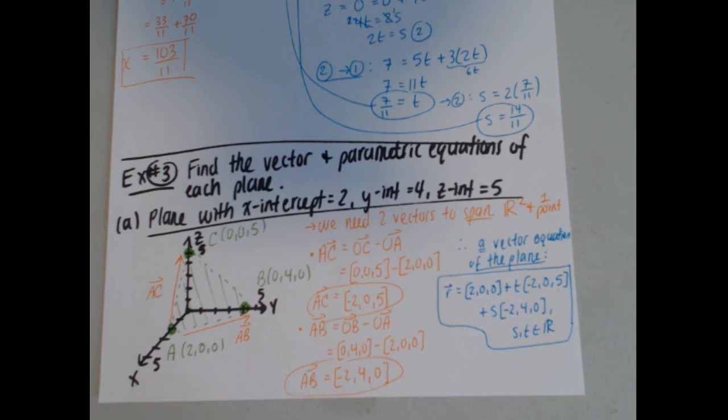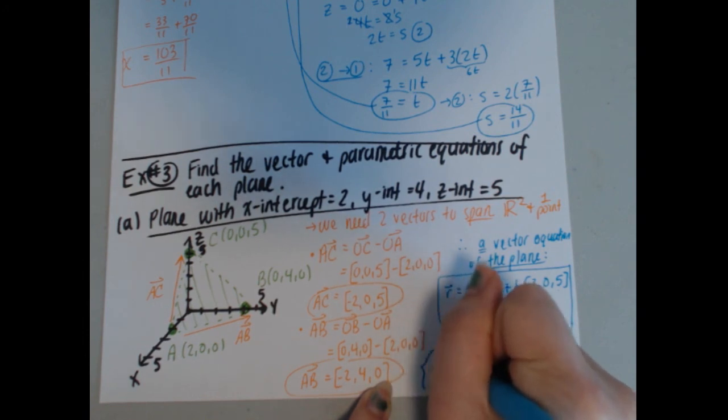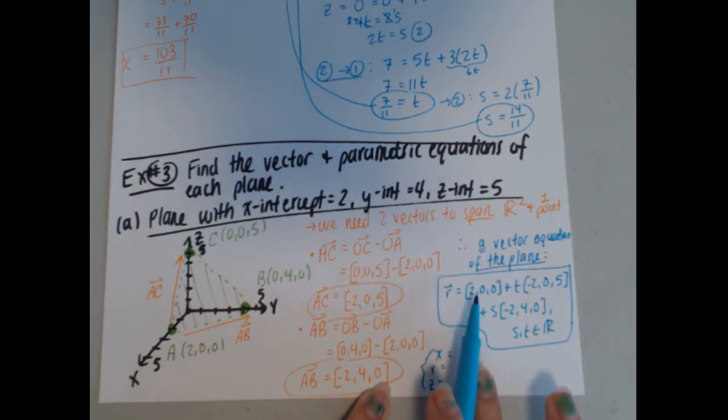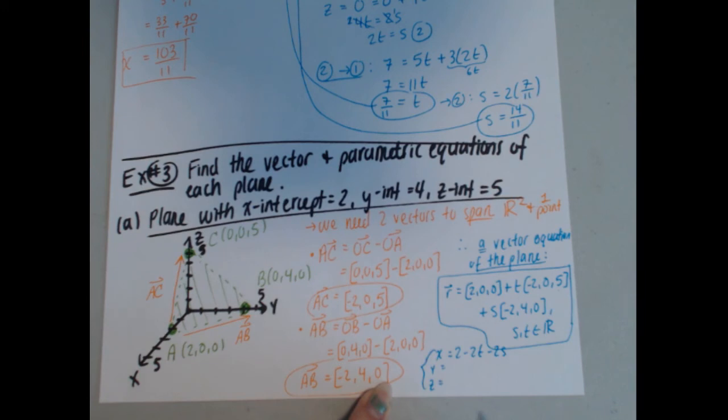Now, the parametric equation, that's the easy part. You've already done the hard work. To get the parametric equation, you just have to divide this into the x, y, and z pieces. So x is 2 minus 2t minus 2s. For y, you've got 0, 0, and 4, so y is just equal to 4s.